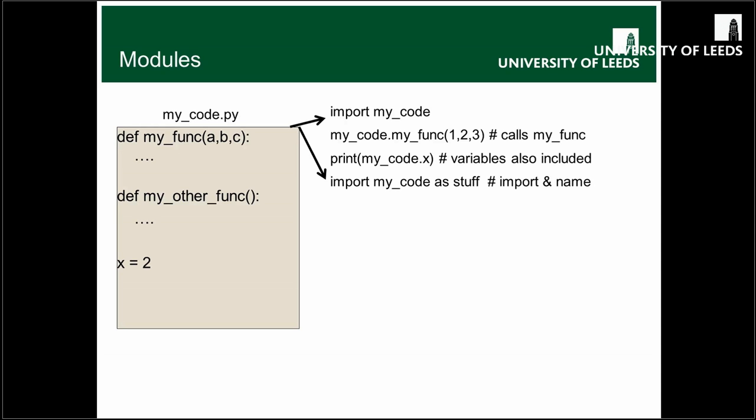You've got other things you can do. You can import my code as stuff, for example. So that's now saying, find mycode.py, run it, but rather than presenting the functions and variables back to the program that I was writing, my calling program, as mycode.whatever, it comes in as stuff.whatever. Why might you want to do this?